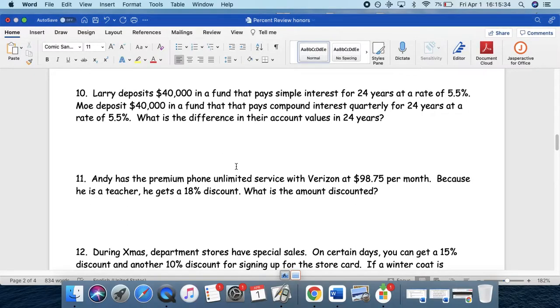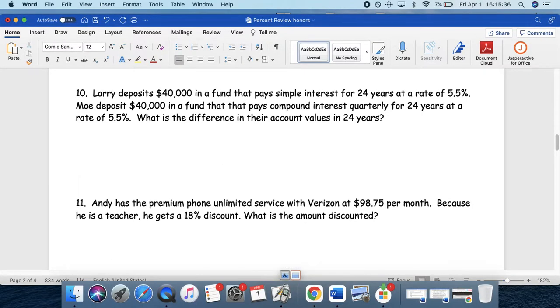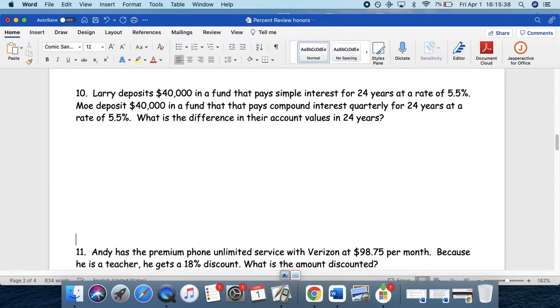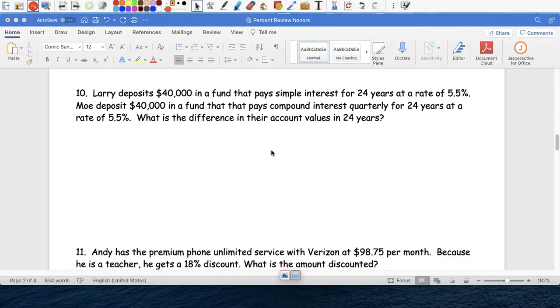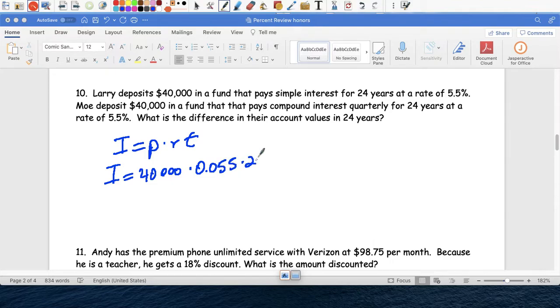Larry deposits some money somewhere in the fund. Okay, so this one we need two. So Larry has found a bank or a fund or something that gives him simple interest. So he deposits $40,000 at an interest rate of 0.055, and he's going to leave the money for 24 years. So let's see how much money he makes.